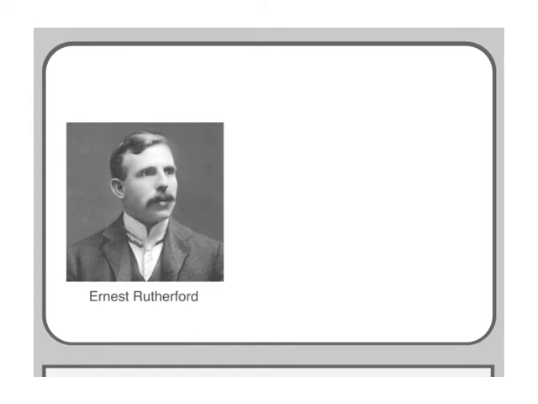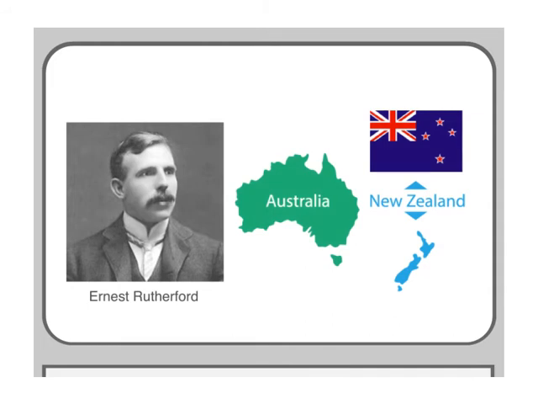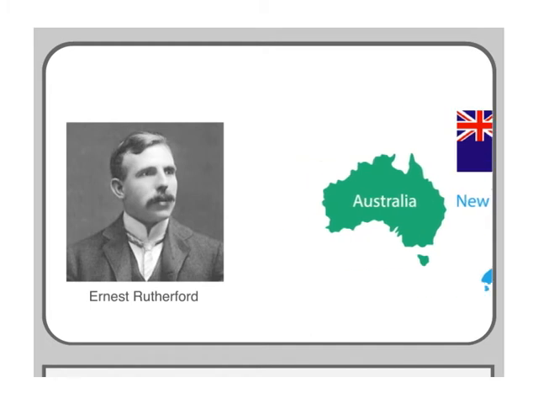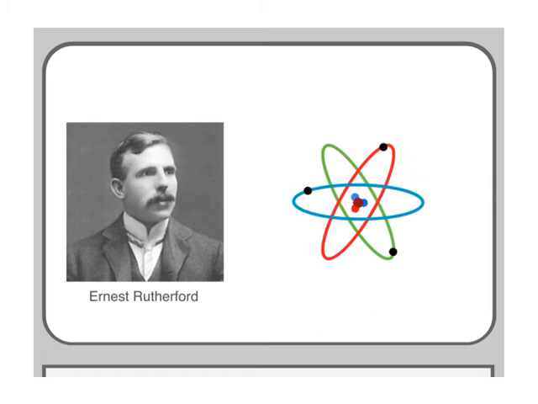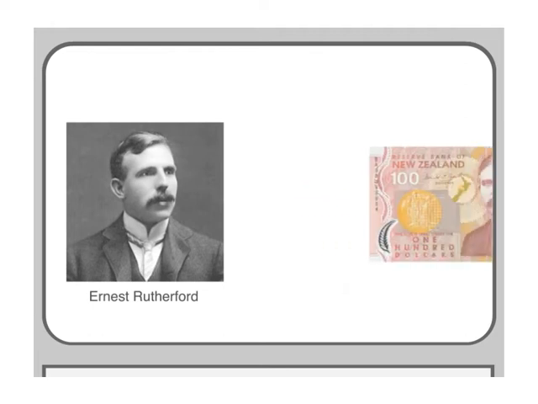Rutherford was born in New Zealand in 1871. Rutherford named the nucleus and proton. He also predicted the existence of neutrons, and he designed the structure of the atom with orbital electrons. Rutherford discovered the atom in 1907 while working at Manchester University. His contribution to science was so significant that his face was put on the New Zealand $100 bill.